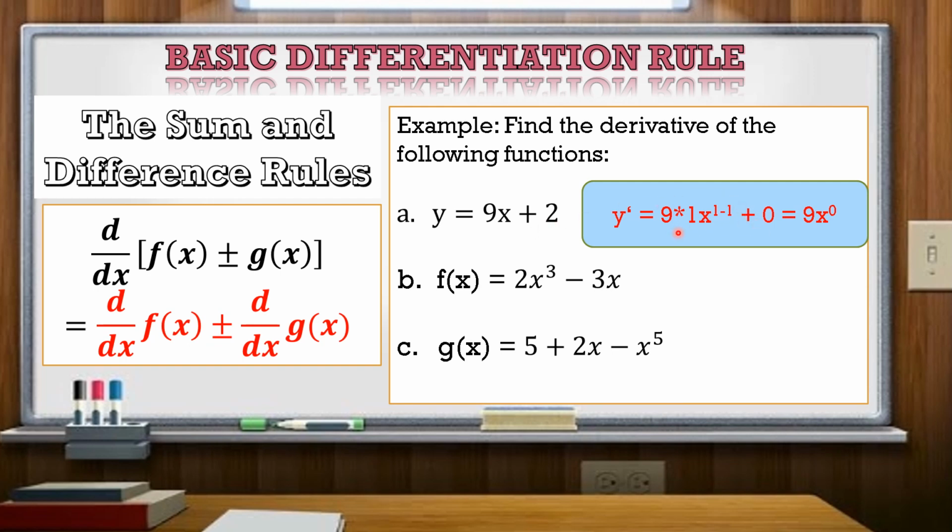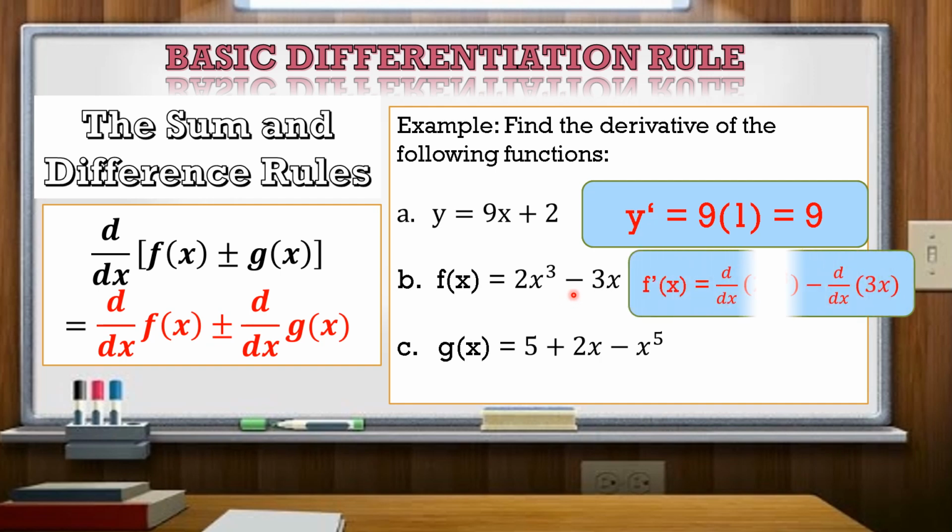Then, we will simplify. 9 times 1 is 9. 1 minus 1 is 0. That results to 9x to the 0. And we'll know that any number raised to 0 except 0 is 1. So 1 times 9 is 9. And that is the derivative of letter A. How about letter B? Ganun pa rin yung paraan. Ngayon naman, subtraction naman tayo. Kukunin muna natin yung derivative ng 2x cubed. Then isa-subtract sa derivative ng 3x.